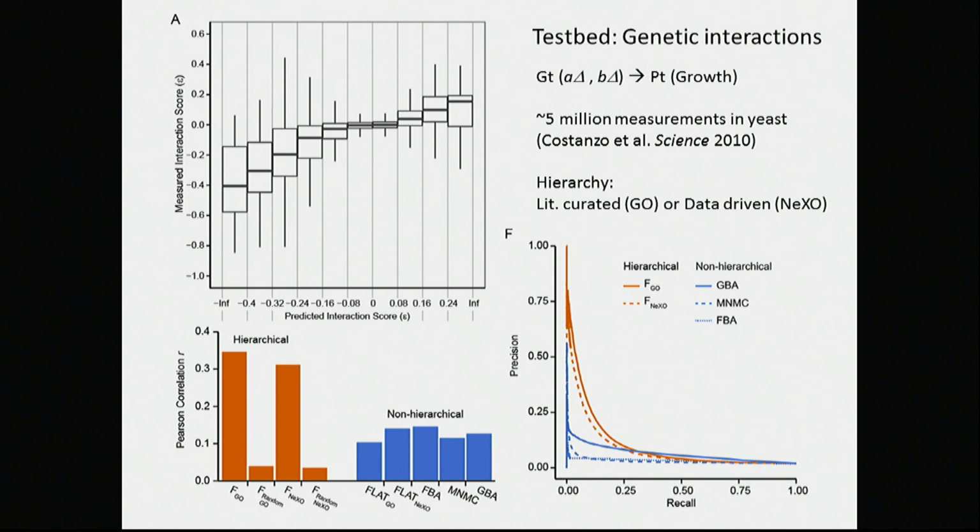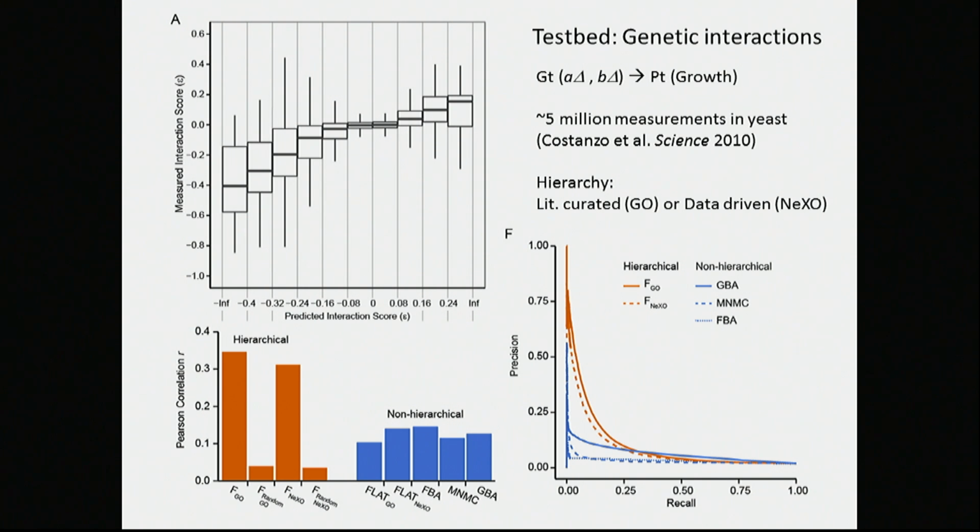At the moment, the literature-curated one wins slightly. If I randomize the structure of the hierarchy, as a negative control, I like to see that my correlation goes away. And then there's a bunch of papers that in the past have attempted to predict these kinds of growth for genetic interactions using what we'll just call non-hierarchical approaches. There's a bunch of different ways, and we just chose 3 of them here, FBA, MNMC, and GBA.